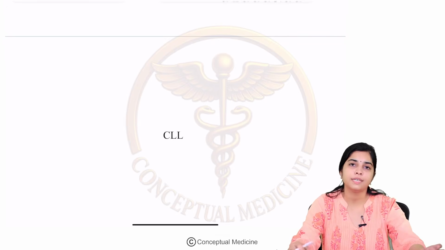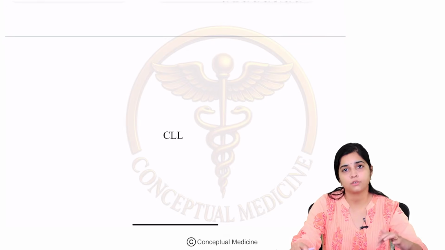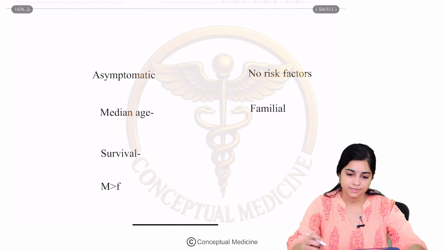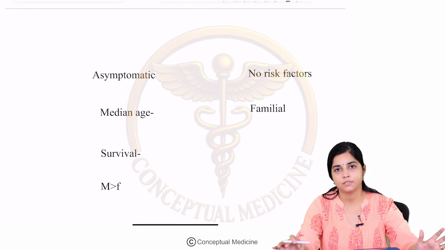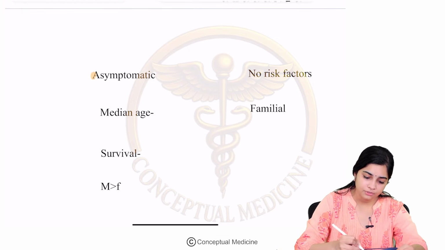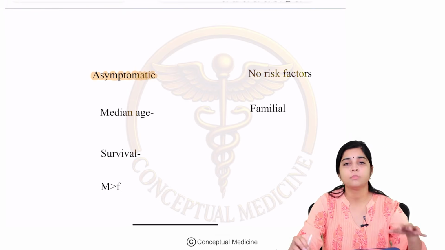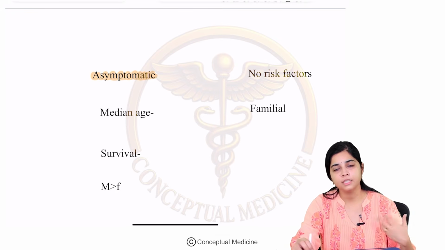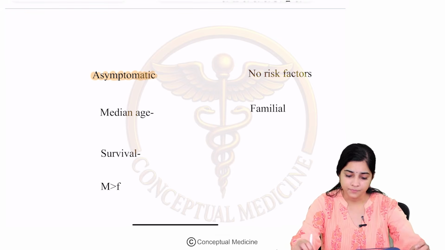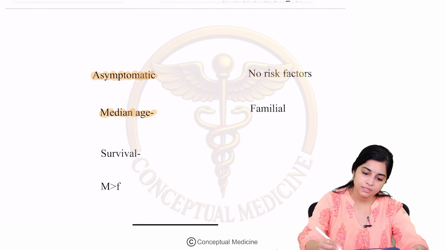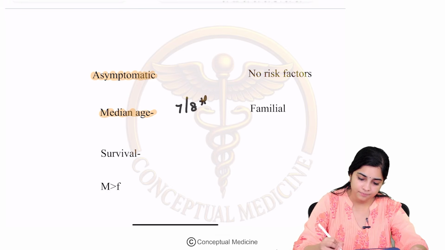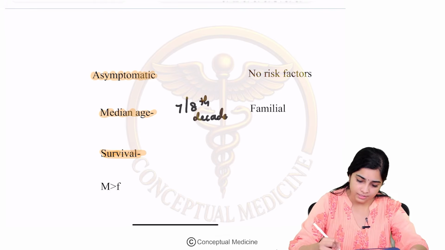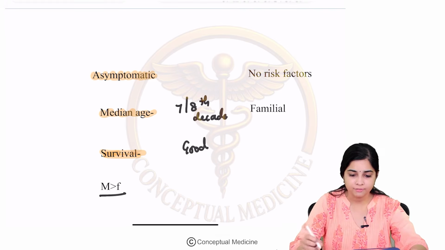Now let us move on to the next type of chronic leukemia that we should be knowing, which is chronic lymphocytic leukemia. So how does chronic lymphocytic leukemia present? There are certain important clinical features that you have to know. Chronic lymphocytic leukemia usually is asymptomatic. So most of the patients are asymptomatic. Whenever they do a CBC, they just find that the lymphocyte percentage is extremely high. The median age of presentation again here is around the 7th or 8th decade, and they usually have very good survival. The survival is very good and it is more common in males than females.